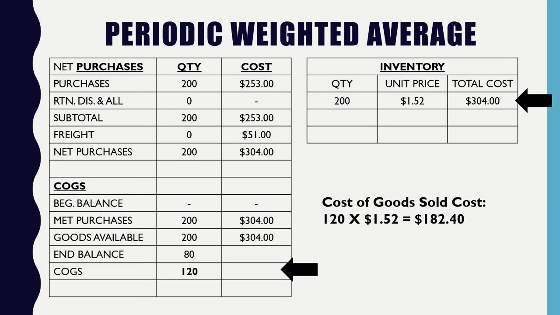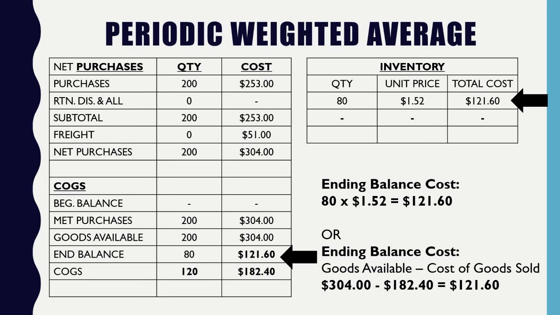So in this case, I sold a grand total of 120 toys. I'm going to calculate that against my average cost, which is $1.52, to give me one solid number of $182.40. Okay? And of course, with that, we take this number and now we need to solve for our ending balance, which we know is going to be 80. So you could do 80 times $1.52, or you could just take your goods available of $304 minus $182.40, and you should get the same number of $121.60. Okay? Any questions here?